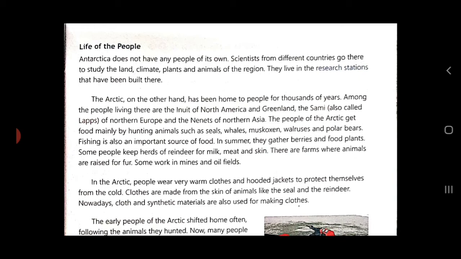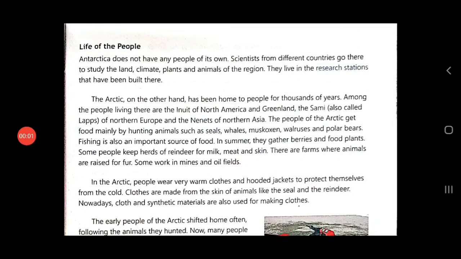वहाँ के अपने कोई लोग नहीं हैं, understood? Antarctica does not have any people of its own जो वहाँ पे रहते हो, okay, but scientists from different countries, अलग अलग countries से scientists वहाँ पे study करने के लिए जाते हैं, to study the land, climate of that area, plants which are found in that area, animals of that region, okay. So to study that, scientists go over there and live there. And where do they live? They live in the research stations that have been built for them.